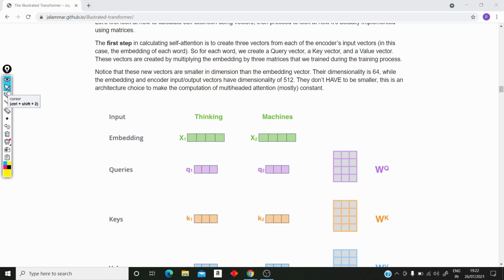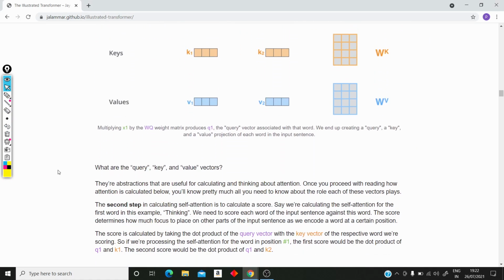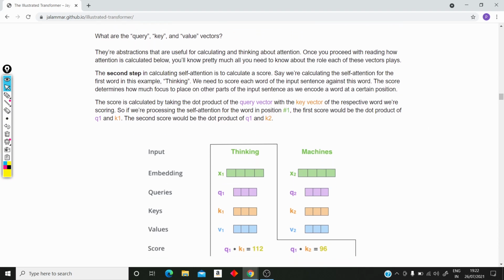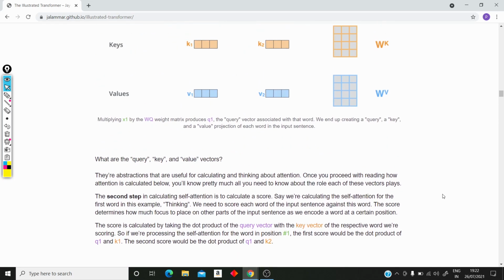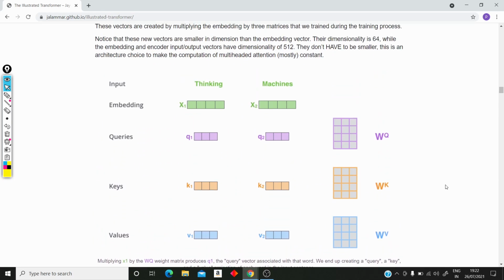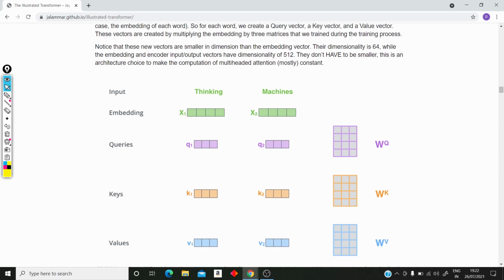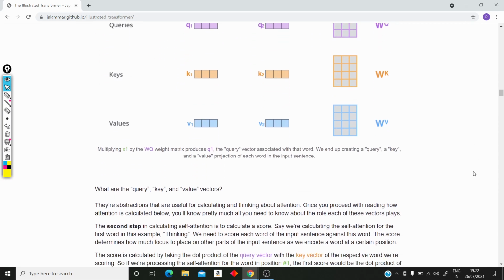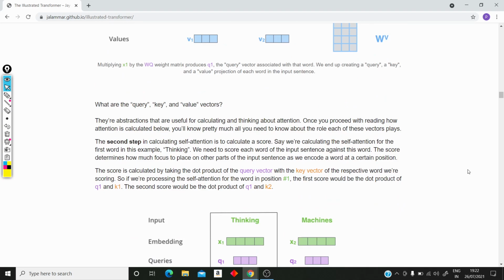Now let's go forward. What are these query, keys and values will be clear in a minute. These are just abstractions that are useful for calculating and thinking about attention. It will be clear intuitively why we are using query, keys and values, so let me just proceed. The first step is done: it was just to get q1, q2, k1, k2 and v1, v2. Here it's written in bold that we have to calculate q, k and v, that's it.